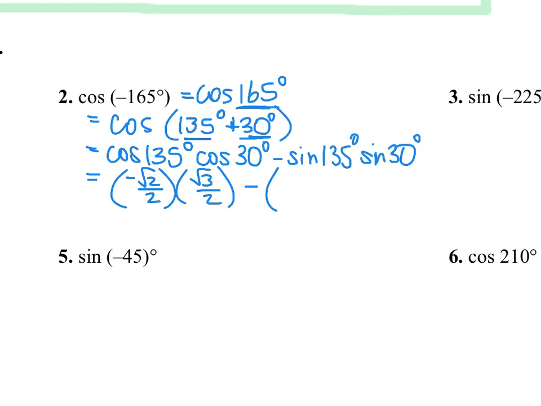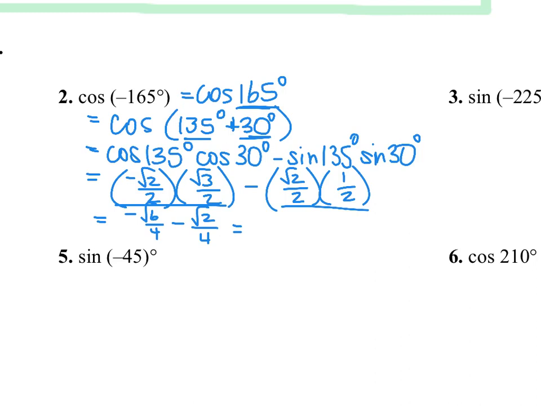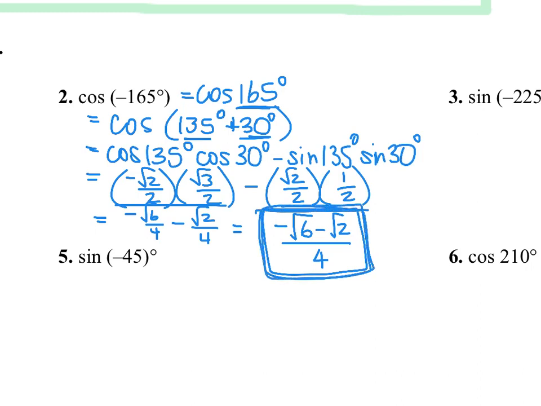Sine of 135 is rad 2 over 2. And sine of 30 is 1/2. All right, and that simplifies. This is going to be negative rad 6 over 4. When I multiply those two together, I get rad 2 over 4. And go ahead and simplify that further, get that common denominator already there. So I get final answer, negative rad 6 minus rad 2 all over 4. And that is my final answer. Okay, not the prettiest, but that's it.